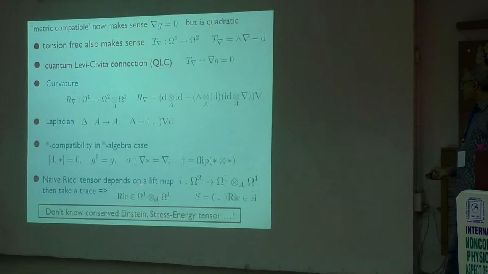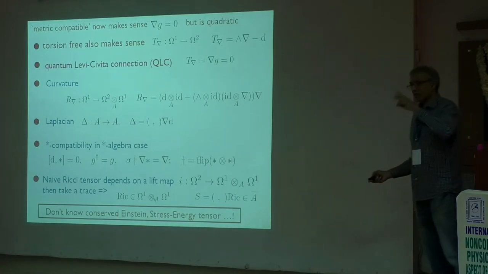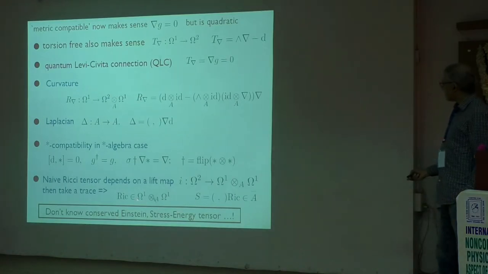And then you need one more ingredient for the Ricci tensor. You need a map I to go from omega 2 to omega 1 tensor omega 1, because the curvature goes to omega 2. So if you apply I to this, then now the curvature goes from omega 1 to omega 1 cubed. And now you can apply trace to trace out two of the omega 1s, and then you will end up with Ricci in here. But this does require additional data. It's not part of the differential calculus alone, or the connection alone. That's the Ricci tensor.